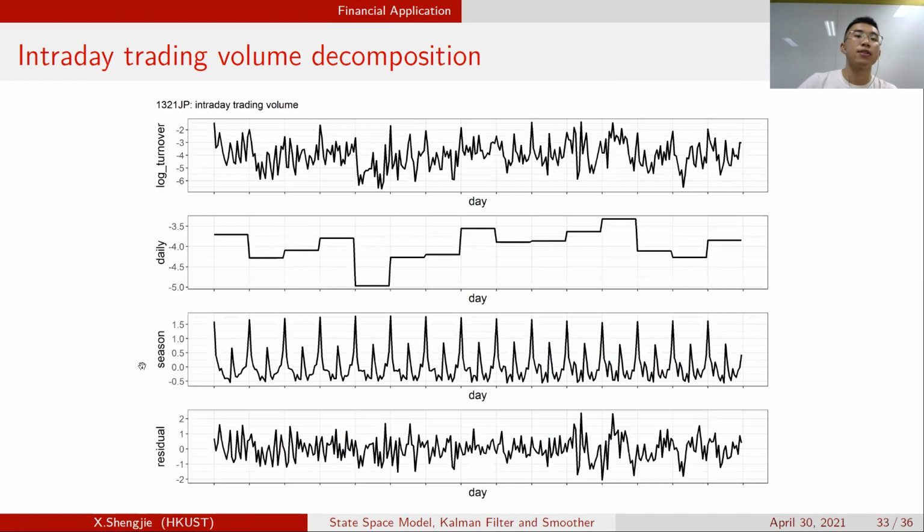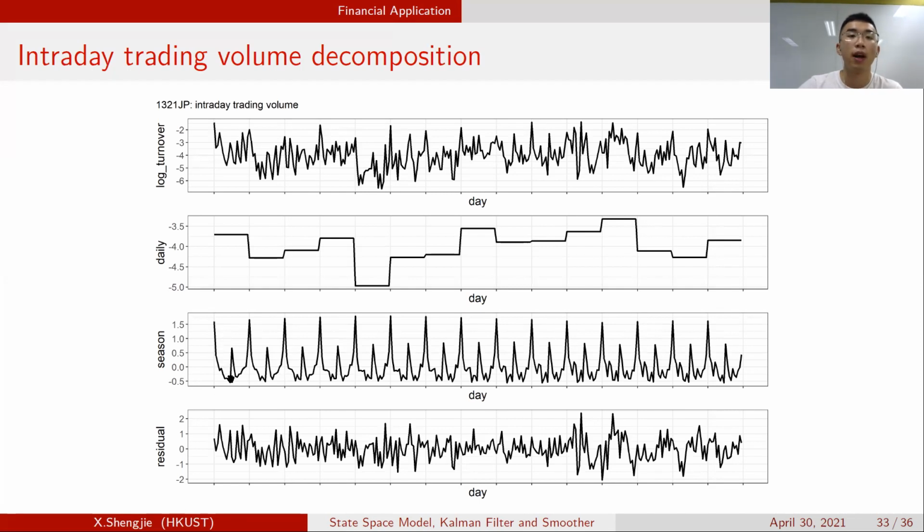How it performs, you can see the result. For the log volume, we plot here. Now, after running the Kalman filter and smoother, we can get the decomposed result: the daily term, the seasonal term, and the residual term, which we think is the noise. In the daily term, you can see it is like stairs, and it is what we want. It depicts the daily average of the volume. And the seasonal term looks like a smiley face or W shape, U shape, doesn't matter.